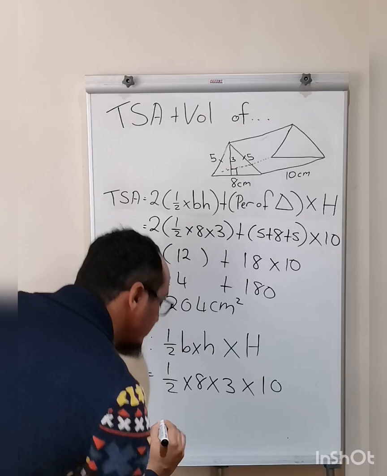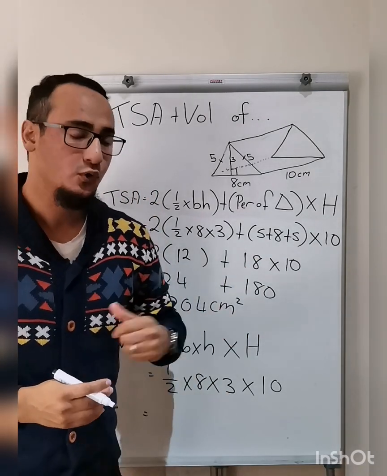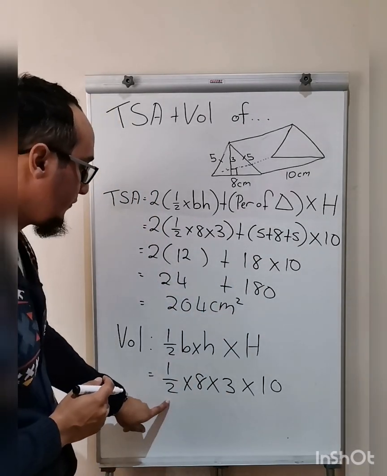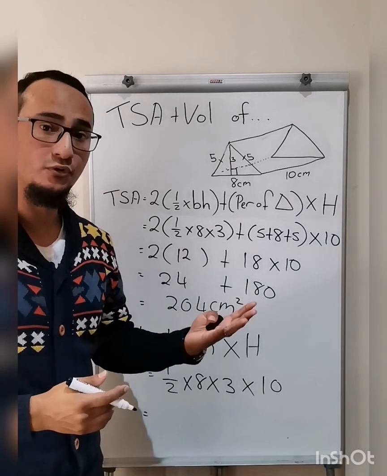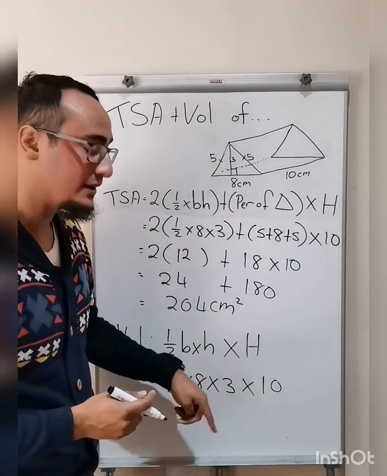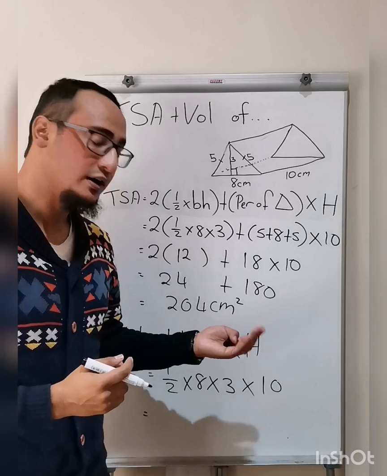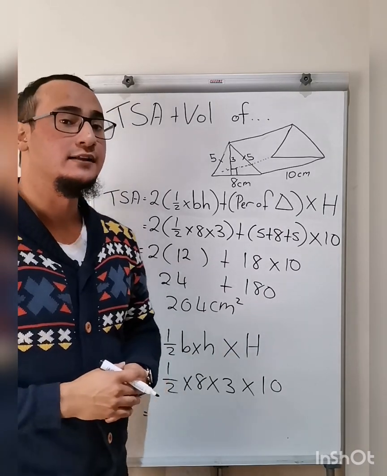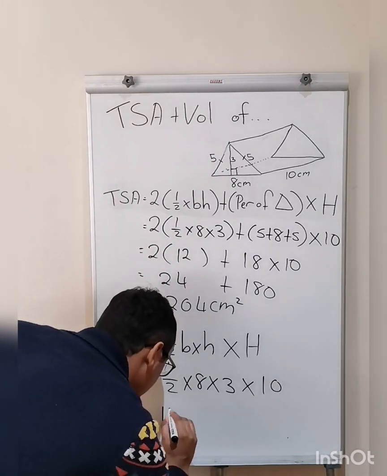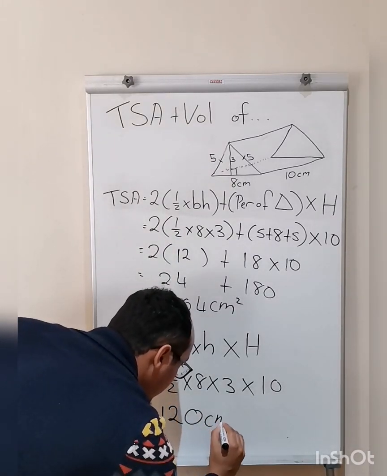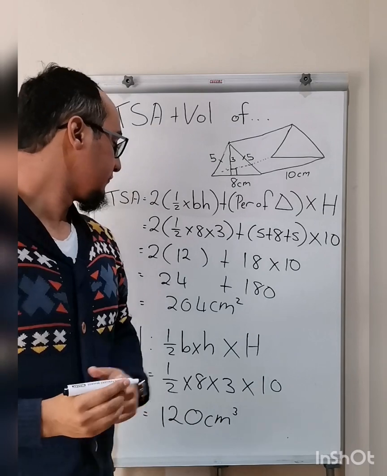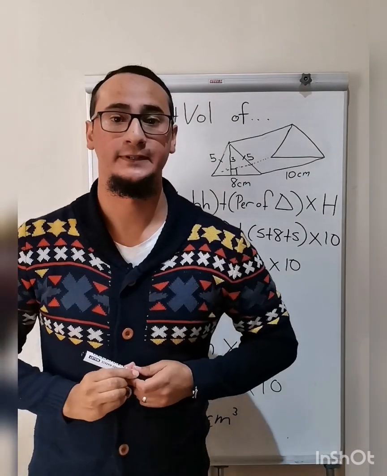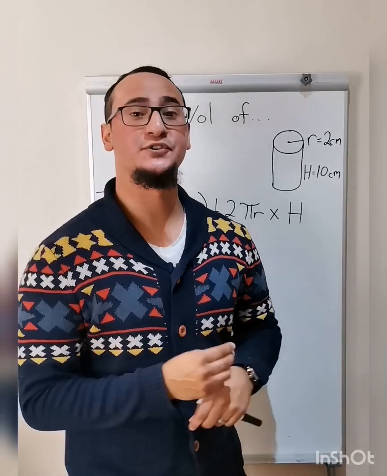From there, you can substitute straight into your calculator again or do the calculations. Half multiplied by 8 is equal to 4, and 4 multiplied by 3 is equal to 12, and 12 multiplied by 10 is equal to 120 centimeters cubed. The volume of a triangular prism is done. On to example number 2.